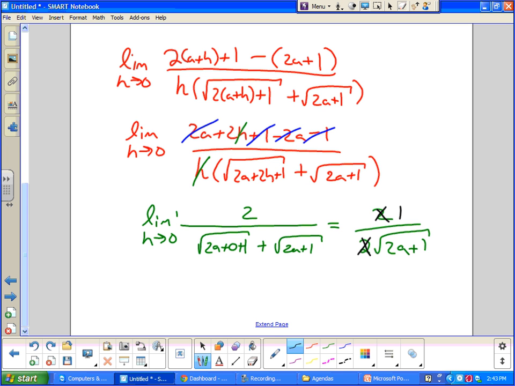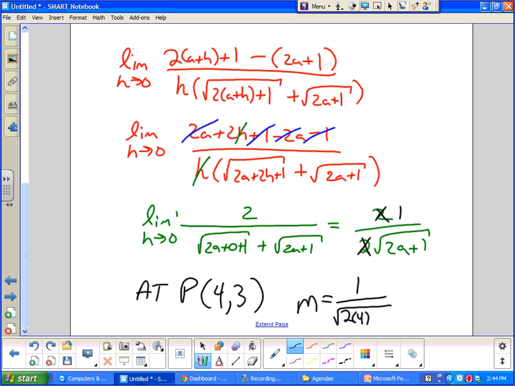At this point, you probably forgot why we started, right? We started because we wanted to find the tangent line of this function at the point 4, 3. Well, that means a is 4. So I'm going to put that in and say my slope is 1 over. And I'm going to get a slope of 1/3, guys.